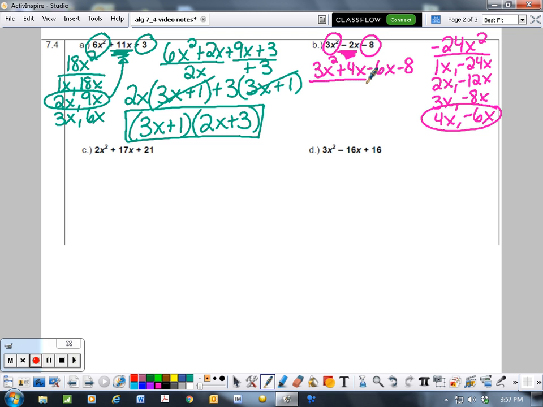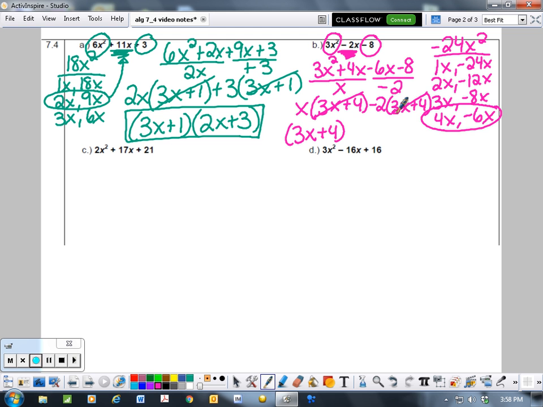My common factor here, there's no number, but they both have x's. Common factor here is negative 2. So now I'm going to factor that out, x. And so 3x plus 4. Factor out that negative 2, and I get 3x plus 4, which is good. So I factor out the 3x plus 4.